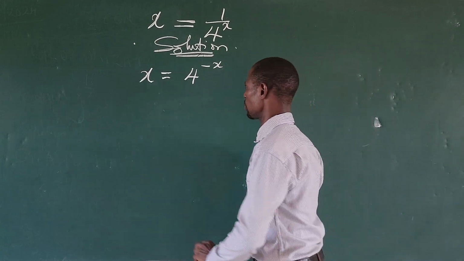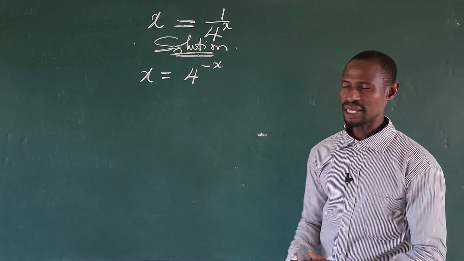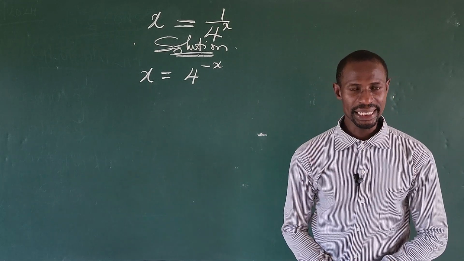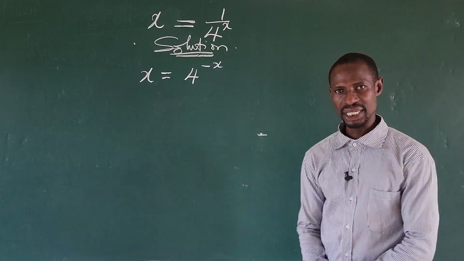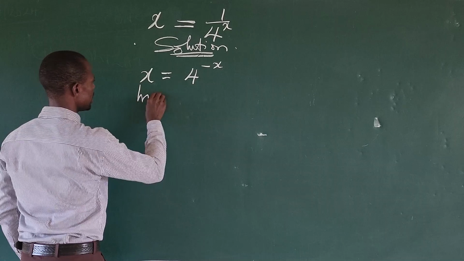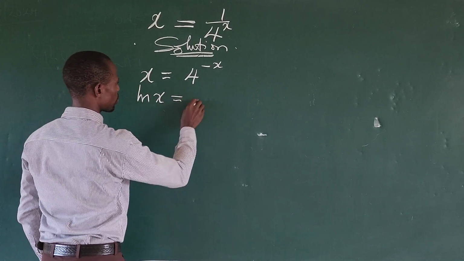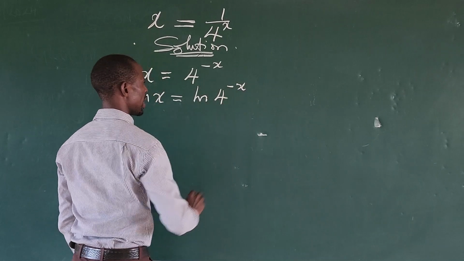Then the next thing we're going to do here is to take the log of both sides of this equation. We could as well use log to base e or log to base 10, but let's use ln, base e. So if you use ln, we're going to have ln of x equal to the ln of our 4 to the power of minus x.